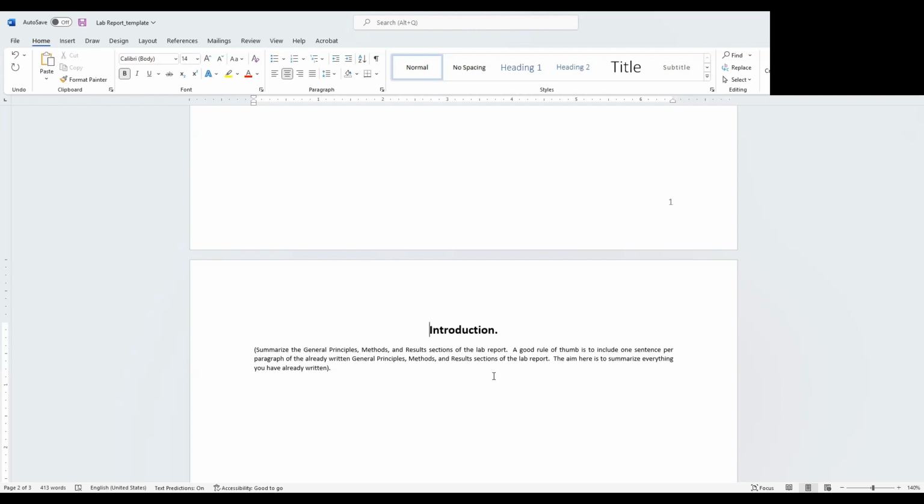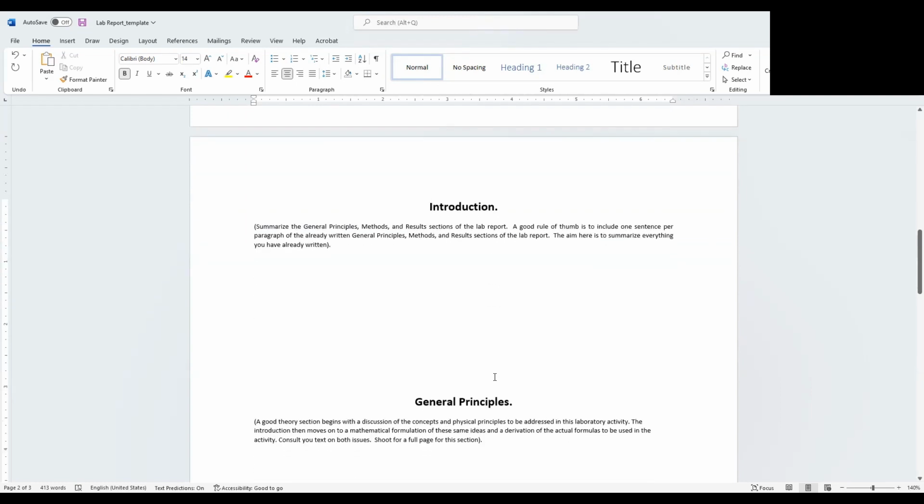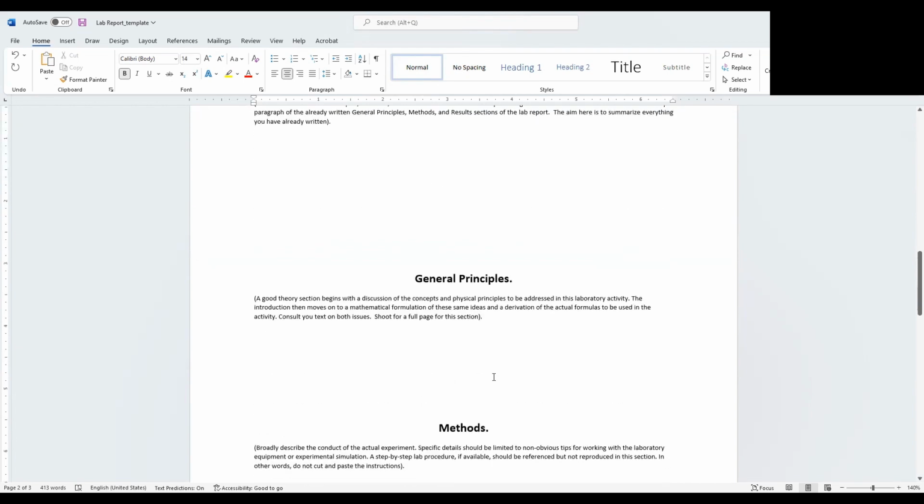They say that a good rule of thumb is to include one sentence per paragraph of the already written general principles, methods, and results sections of the lab report. Okay, so here in the introduction, you will summarize everything that you have already written, right? So you have to have this part before writing the introduction. So what are we gonna do? We're gonna start writing the general principles.